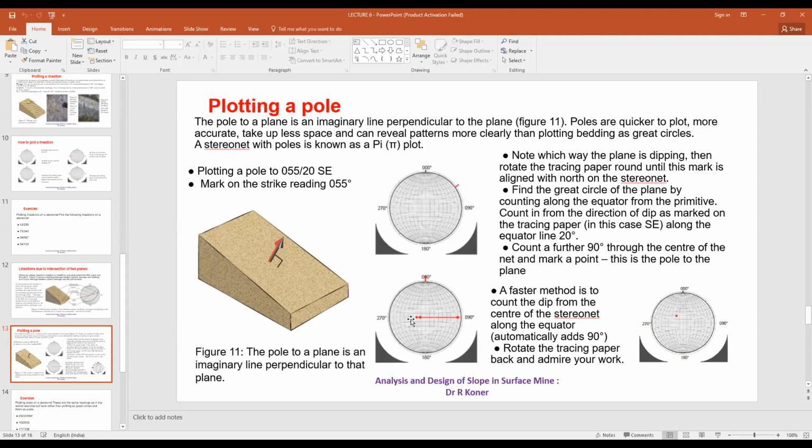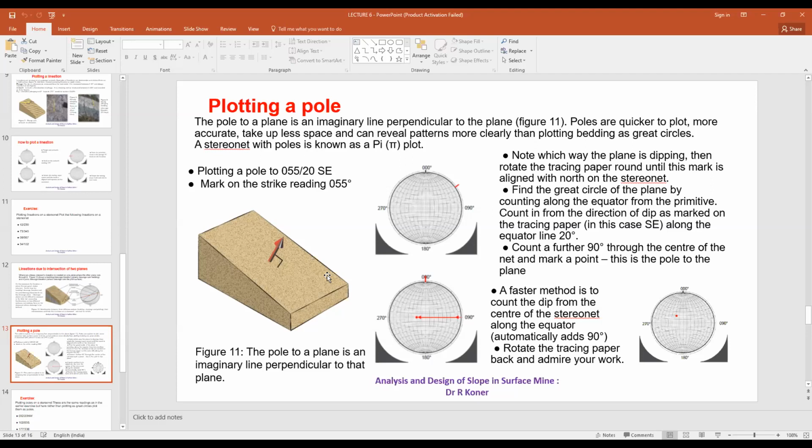Now rotate back to its original position. That is the pole. This point actually represents the plane; like this would be the possible plane. So by this point you are representing the plane of 055, 20 southeast. So we have reduced the dimension, and along with that we are keeping the quality and quantity intact.